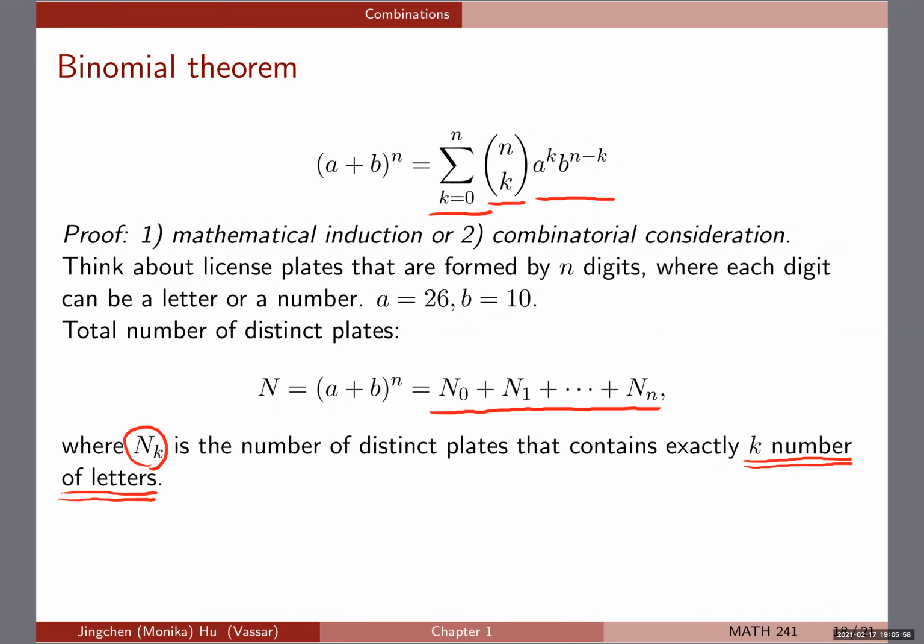And as you can see, once we break it into the sum of n plus 1 terms, each representing exactly k letters, the remaining task is to understand why this whole thing represents the number of ways to have license plates with exactly k letters. Remember, our license plate has n characters, and among those n we need to have k letters. Hopefully that starts to make sense.